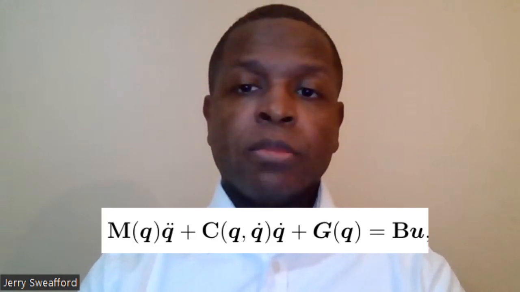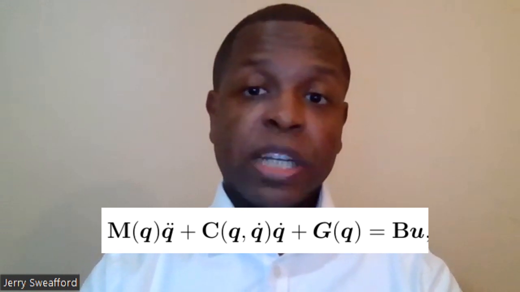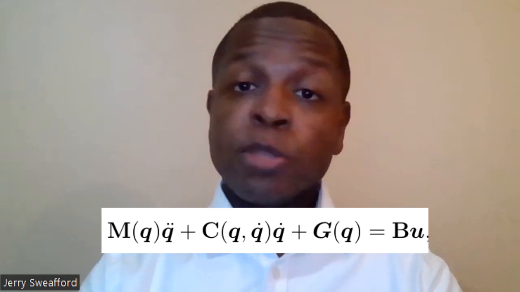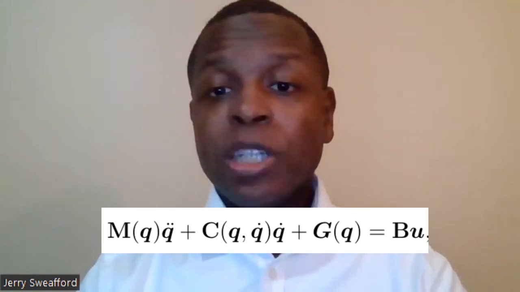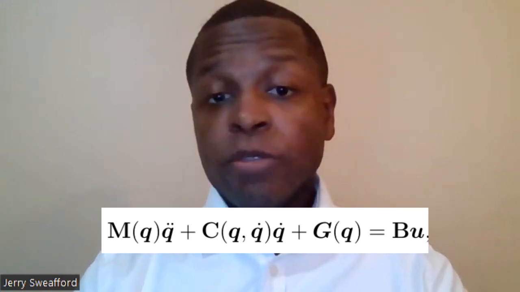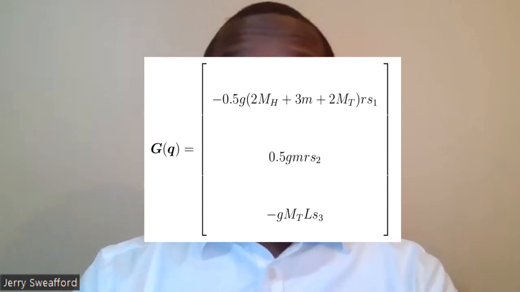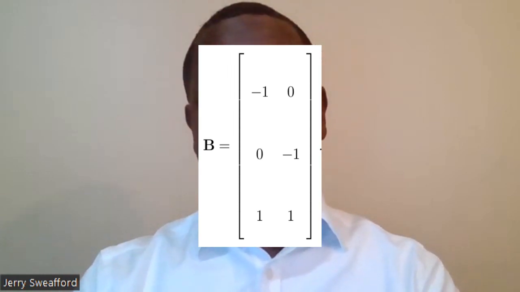We can write the robot's dynamics during the swing phase in a familiar form, shown here, where Q, Q dot, and Q double dot denote robot angular position, velocity, and acceleration vectors, respectively. M is the inertia matrix, C of Q and Q dot is the centrifugal Coriolis matrix, G of Q is the gravitational vector, B is the torque distribution matrix, and U is the input torque vector. Here are matrices M and C, vector G, and matrix B. In M, C, and G, we use the substitutions of C of ij equal to cosine of Qi minus Qj, and S of ij equal to sine of Qi minus Qj.